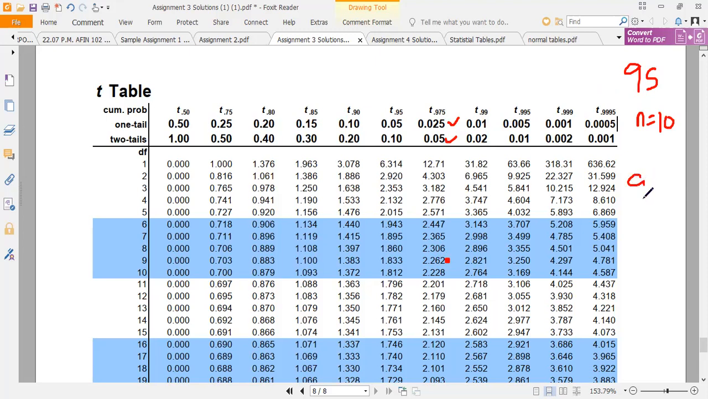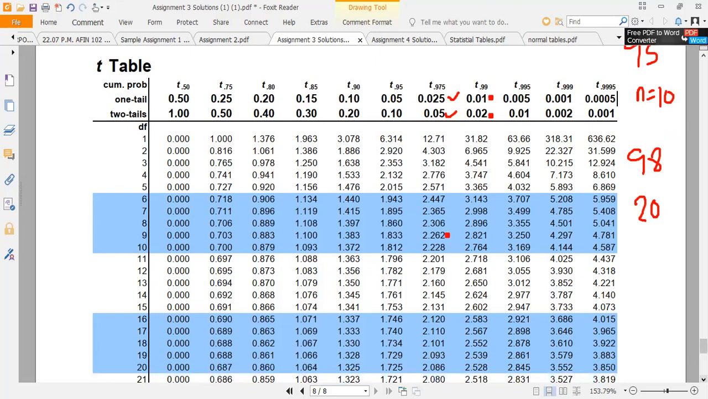Let's try 98%, and the sample size is 20. What do we do? Step 1. Yes, Patricia. Significance level, which is 2%. In decimal, 2% is 0.02. Half of it is 0.01. Then our degree of freedom is 20 minus 1, 19, which is this one here. Great.